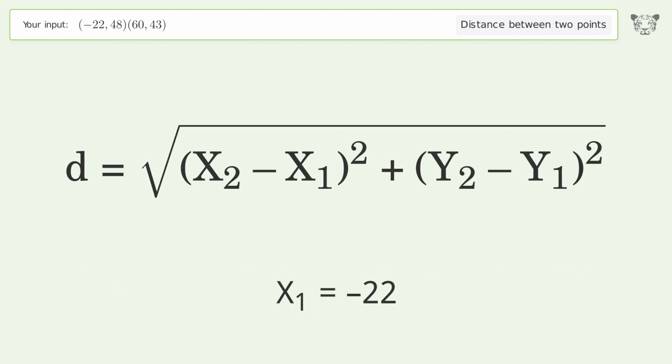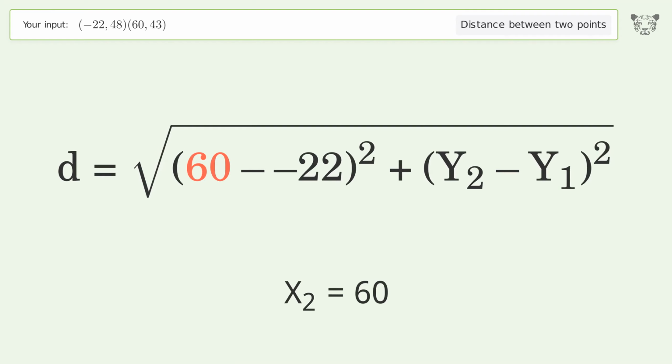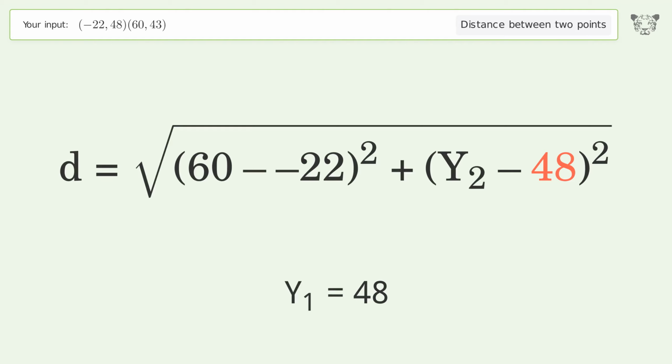x1 equals -22. x2 equals 60. y1 equals 48. y2 equals 43.